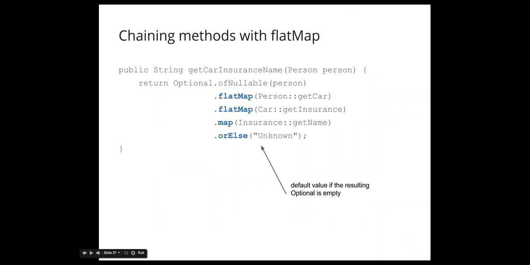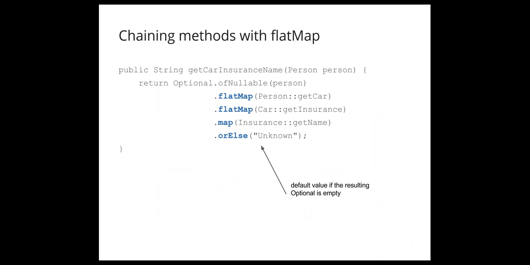So the only thing we need to do here to create this traversal query in a type-safe way is to make use of flatMap. So we'll start with a person. We'll write this person inside an optional object. And then, because getCar returns an optional, we'll call flatMap. So we extract the car, so we'll have an optional of the car.